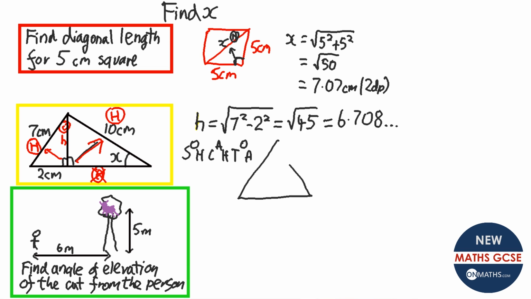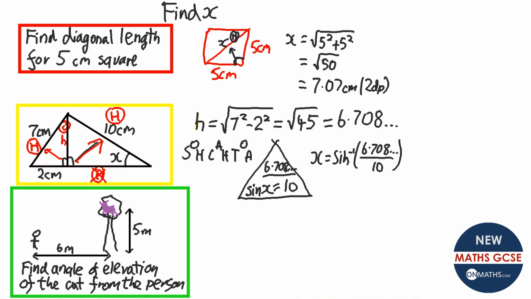Now we don't need the adjacent, so it's not marked. We've got O and H, which means we're going to be using sine. So let's get my triangle done for sine. So it's going to be sine x equals opposite, which is h, but we've found that, so that's 6.708 blah blah blah over h, which is 10. Now this is really tricky because I'm going to keep that in my calculator. So I'm going to do x equals the inverse sine of 6.708 blah blah blah over 10.